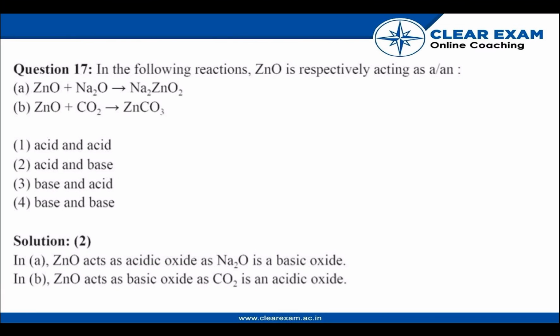Welcome everybody. Today we are going to try this IIT Mains chemistry question that says: in the following reaction, ZnO and ZnO are respectively acting as A and B. So first, let's talk about ZnO.